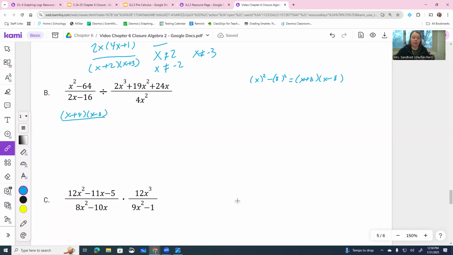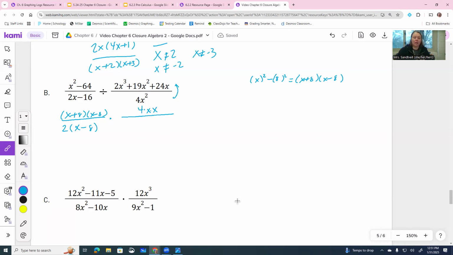On the bottom, I notice I have a common factor between these of 2. So I'm going to pull the 2 out. It's like undistributed. 2 times what is 2x? X. 2 times what is 16? 8. And here I'm going to flip-flop these. So I'm going to just put the 4x squared on top. Sometimes it helps to think of that as 4 times x. Like sometimes an x can cancel. You don't have to do that. You could leave it 4x squared.